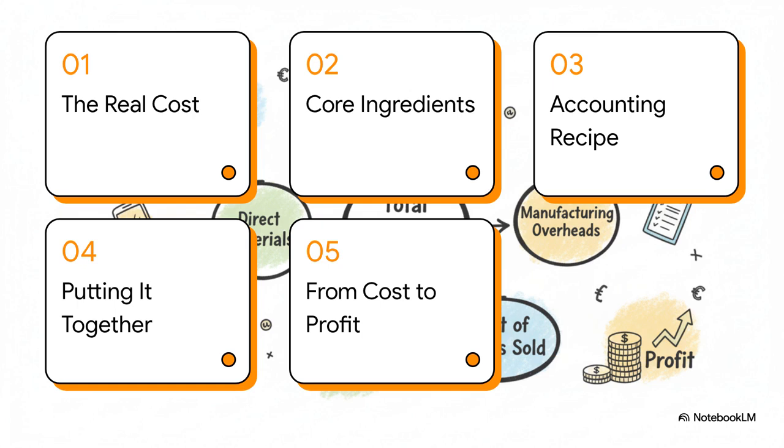So here's our game plan. We'll start with why this matters. Then we'll break down the 3 core ingredients of any production cost. After that, we'll follow the accounting recipe to put it all together with a real-world example. And finally, we'll see how that final cost number connects all the way to profit.